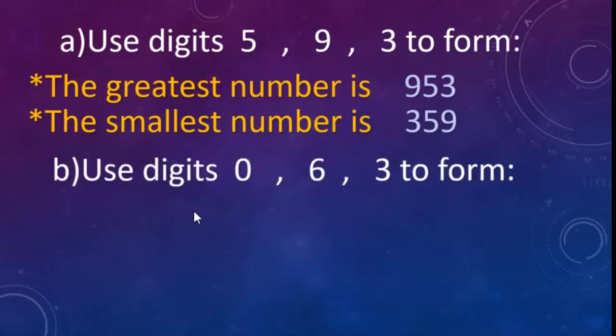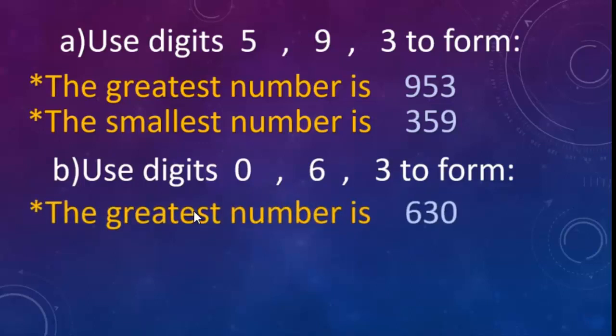Use digits 0, 6, 3 to form the greatest number. Well done. The greatest number is 630.